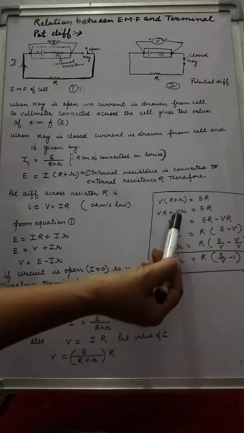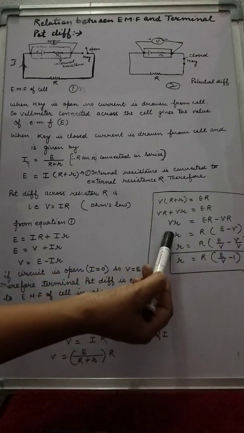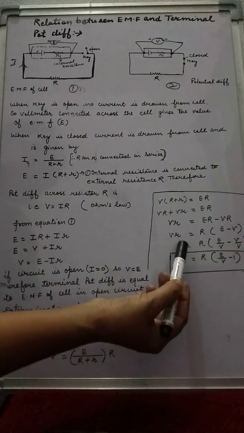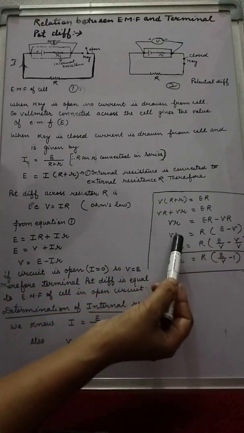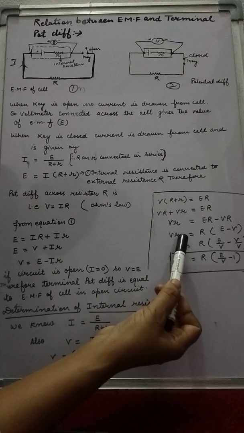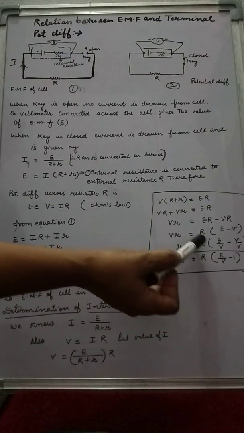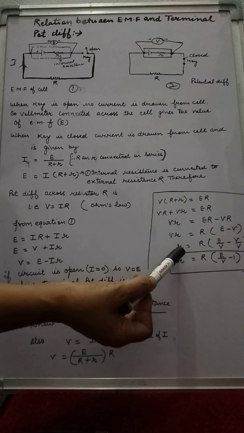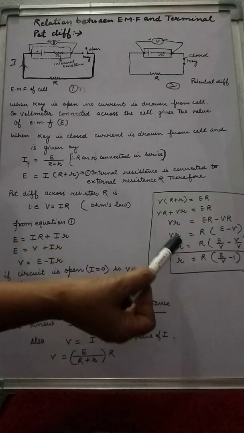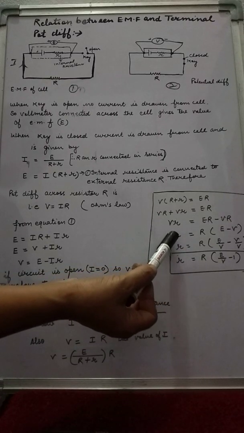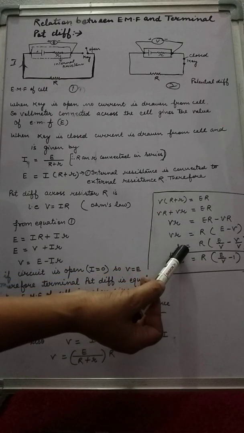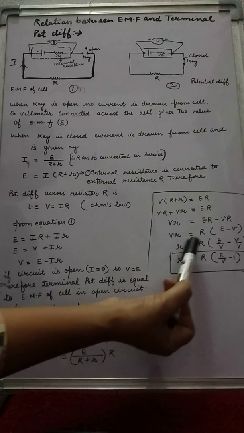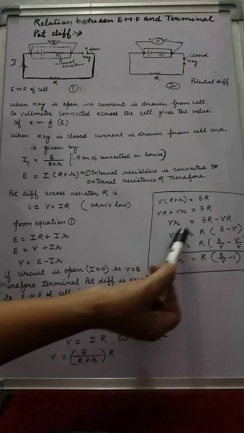Now multiply: VR plus V into small r is equal to ER. So Vr is equal to ER minus VR. Vr is equal to capital R, which is common, into E minus V. So from here we have to calculate r. So divide both sides by V. Here V cancels out and we get r is equal to capital R into E upon V, because we have to divide on both sides by V.